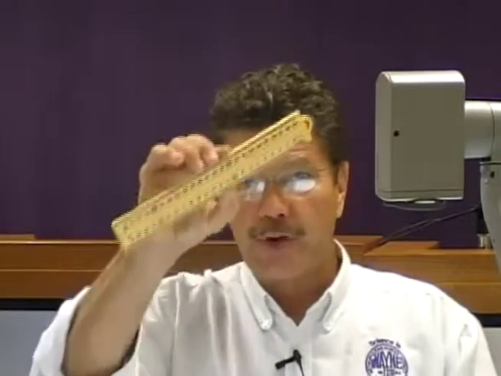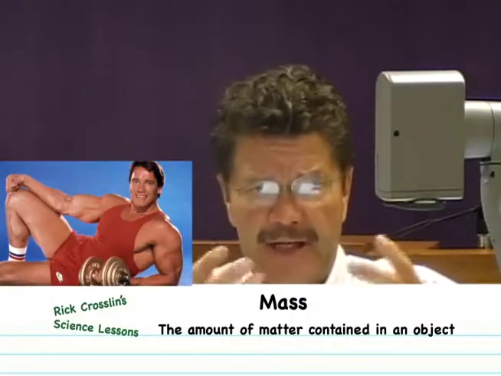Okay, length, property of matter. Use a ruler. The units are centimeters. Our next one is mass. Mass, how much stuff is in it?